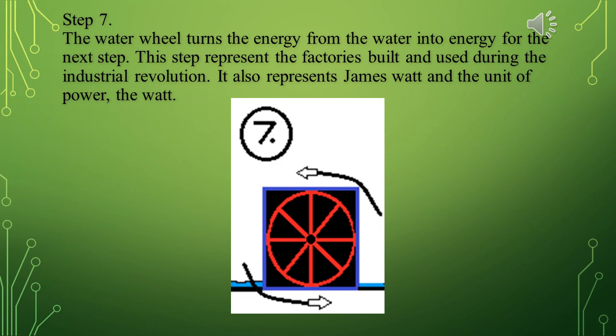Phase 7. The water wheel turns the energy from the water into energy for the next step. This step represents the factories built and used during the Industrial Revolution. It also represents James Watt and the unit of power, the watt.